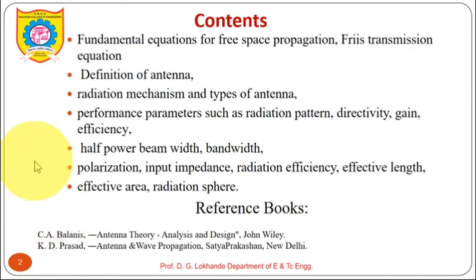Now the content of Unit number 1 is as follows: fundamental equations for free space propagation, Friis transmission equation, definition of antenna, radiation mechanism and types of antenna, performance parameters such as radiation pattern, directivity, gain, efficiency, half power beamwidth, bandwidth, polarization, input impedance, radiation efficiency, effective length, effective area, radiation sphere.